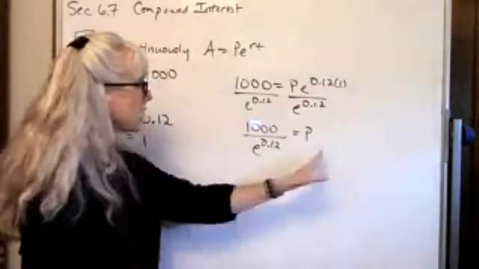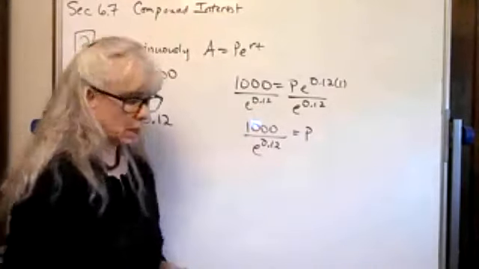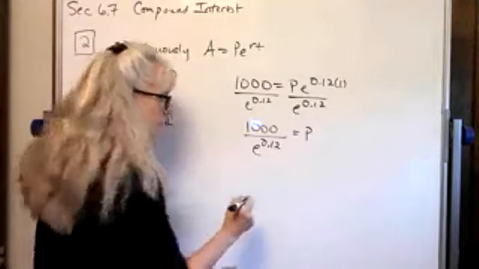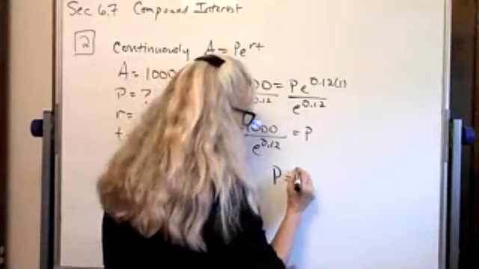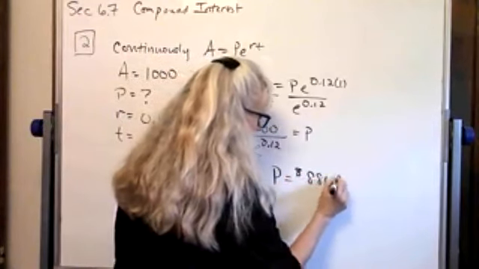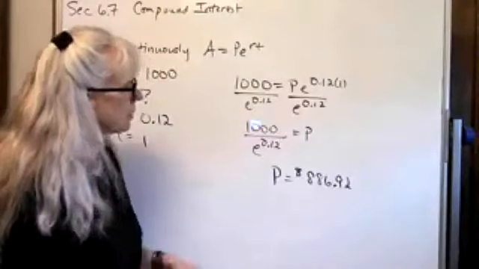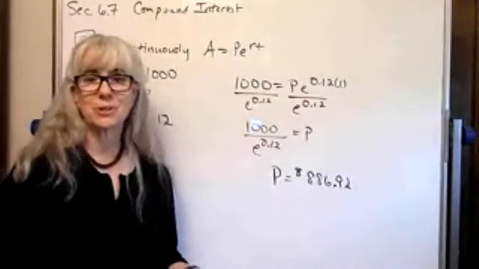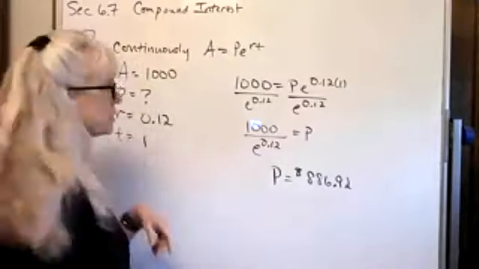So P comes out to be 1,000 divided by e raised to the 0.12 power. And when you do that, you should end up with your beginning principal is $886.92. And that's where you end up. So if we invest $886.92 today, in 1 year, we'll have $1,000 if we can find a 12% interest rate.